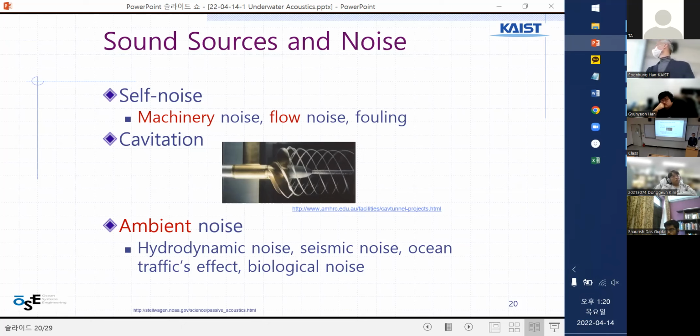Cavitation noise. Ambient noise is just coming from outside, so it does not generate noise. It is outside noise, from the other ships and biological sources.